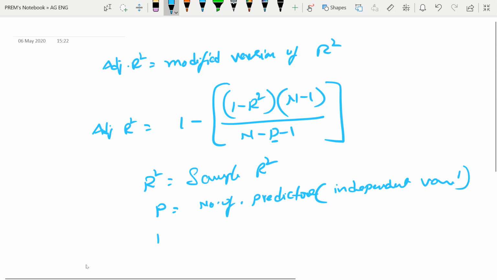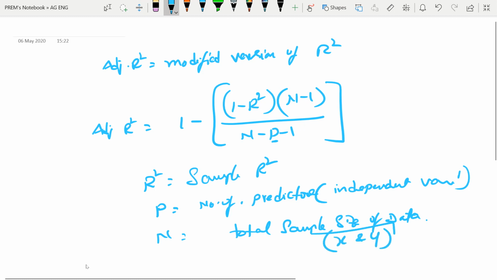And what is n? N is the total sample size of the data. Total sample size means the independent variable x and the dependent variable y; both will be there in this adjusted R square.